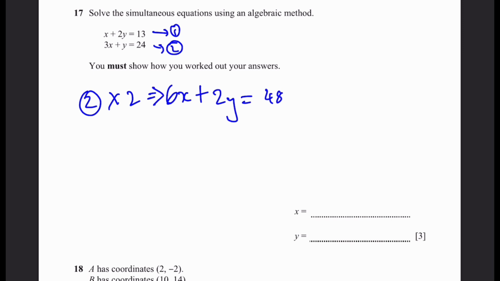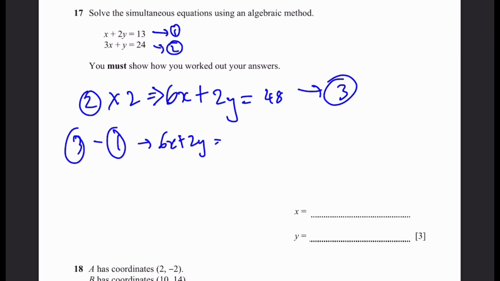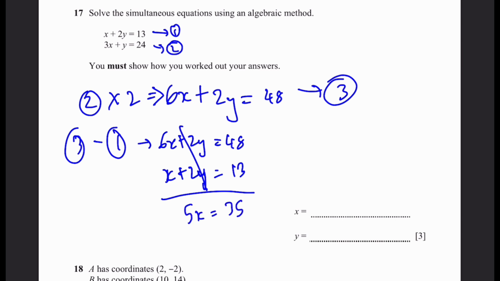Now we can call this number 3. So 3 minus 1, let's do that. 6x plus 2y equals 48, and x plus 2y equals 13. Because we're subtracting, we can cancel out the two y's, and we're left with 5x is equal to 35, and x is equal to 7. Now we can find out y.